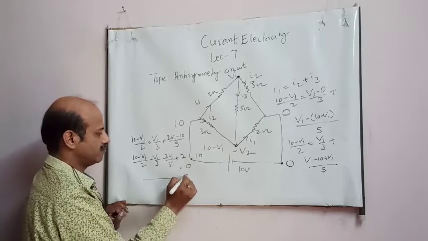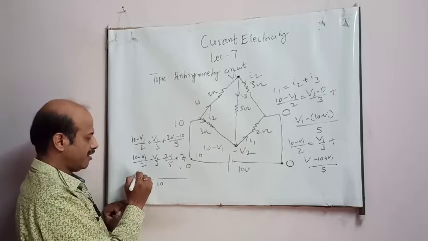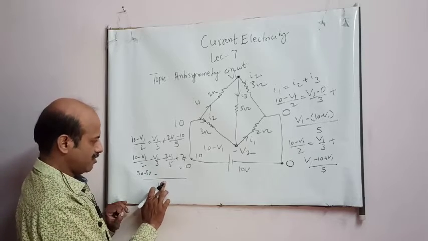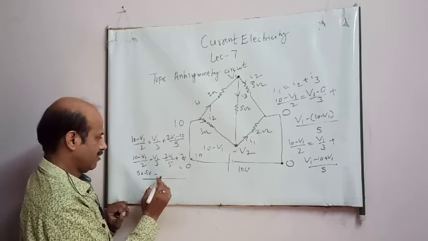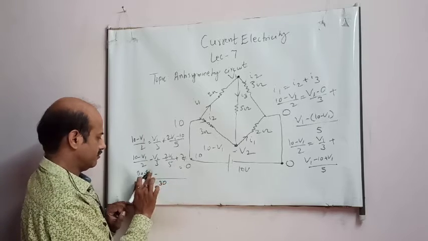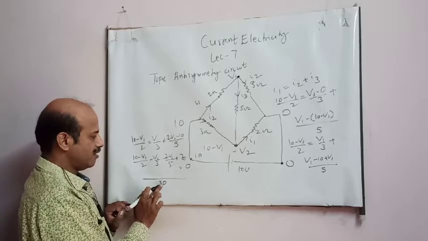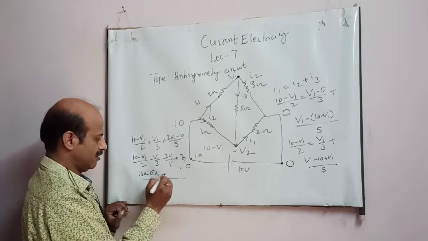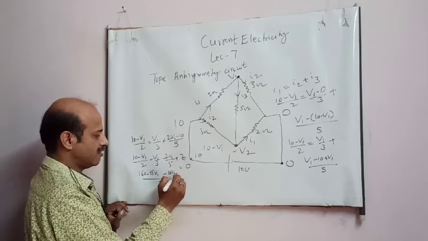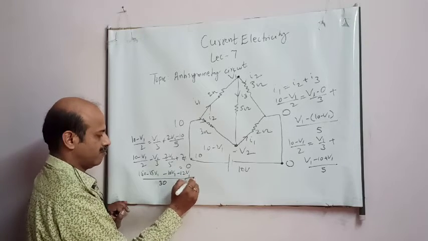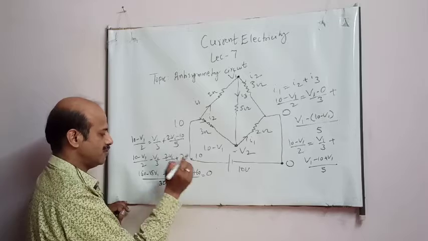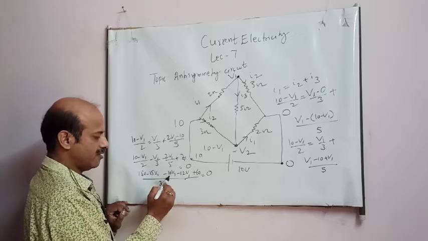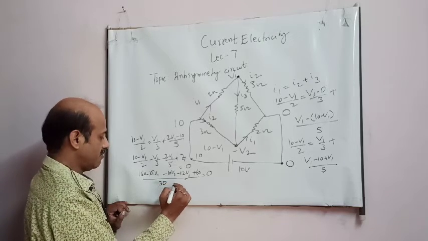Now let's take the LCM. 10, 2 5s are 10, 50 minus 5V1. No, sorry, student, 10 will not be the LCM. It is 30, student, 30. 2 15s are 30, so 15 into 10 is 150, 150 minus 15V1. 3 10s are 30, 10V1. 5 6s are 30, 12V1 plus 60 is equal to 0, student. Now, student, you see, minus 15V1 minus 10V1 minus 12V1 is minus 37V1.